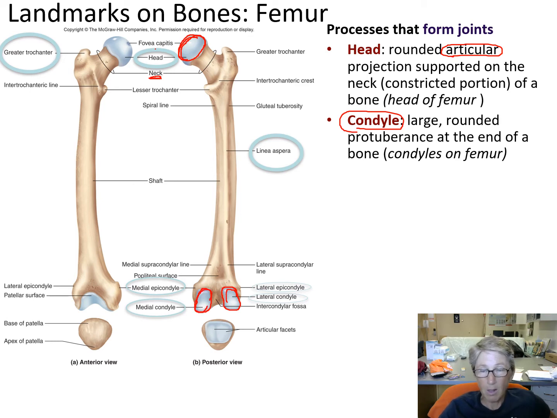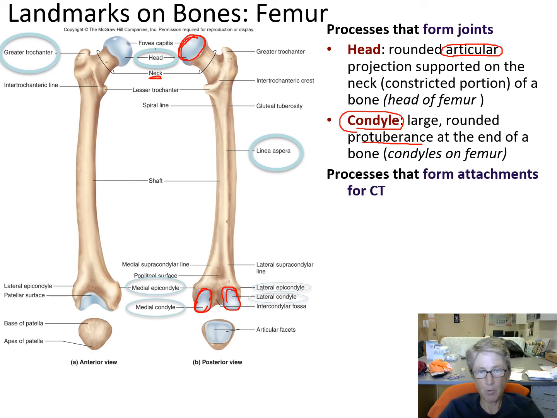So a condyle, defined, is a large rounded protuberance at the end of a bone. So this is the distal end of the femur, where you find this large projection or protuberance called a medial condyle and a lateral condyle. And these medial and lateral condyles will articulate with the tibia, which is the leg bone.